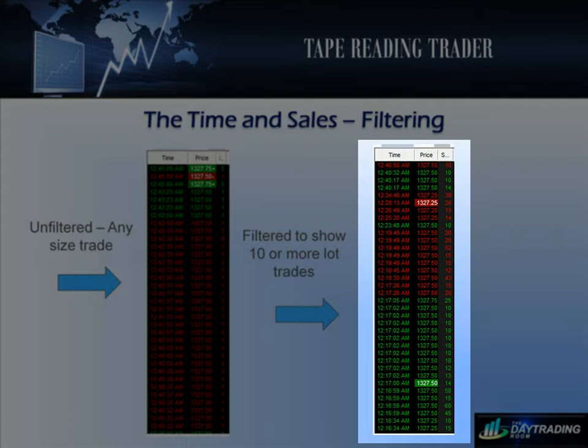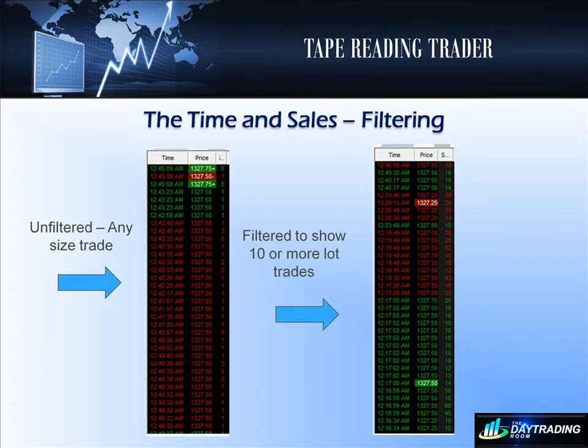We can't say for certain obviously that it's institutions, but what we can say is that it's large players. And if we're seeing thousands, 2,000s, 5,000s coming through the S&P 500, we can be pretty sure that it's unlikely to be a retail trader there. So that's why we filter. We filter to give us a bit of a clearer picture of where the money flow is going, but we still don't want to get rid of the unfiltered, because that's giving us useful information, giving us an idea of what retail is up to. We'll go into more detail about that later. But filtering is very important to do on your time and sales.